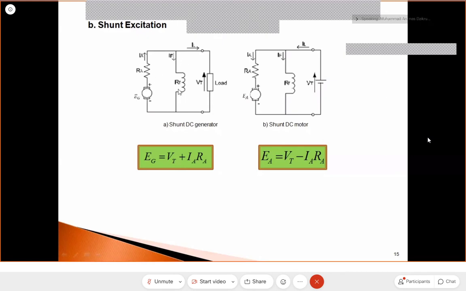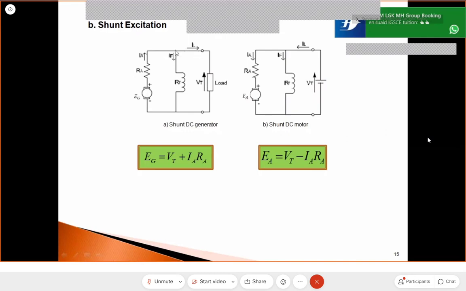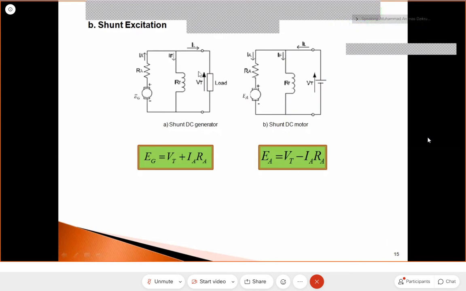Faham. Tapi kenapa direction of VT dengan direction of current lain? Sebab VT ni, voltage across loop. Current dia datang daripada EG, current datang sini, lepas tu dia akan pecah dua. Satu masuk dalam ni, satu masuk dalam ni. Sebab tu direction dia kena ke sini. Oh, tapi VT tu voltage ke mana? Dia bukan supply voltage, dia adalah voltage drop across the load.